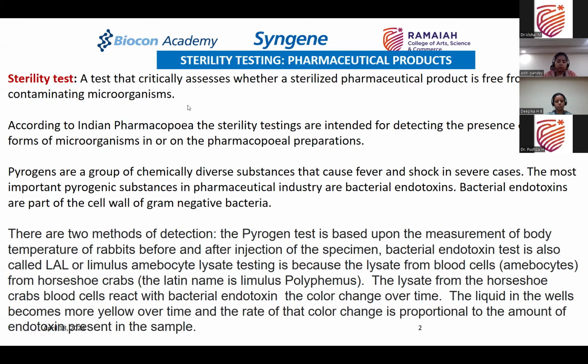Apart from being living organisms or latent organisms, they also have the ability of producing substances or endotoxins called pyrogens. These pyrogens are a group of chemically diverse substances that cause fever and, in severe cases, shock. The most important pyrogenic substances in the pharmaceutical industry are bacterial endotoxins. Bacterial endotoxins are part of the cell wall of gram-negative bacteria.